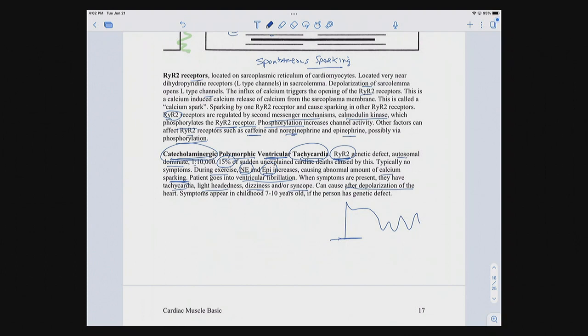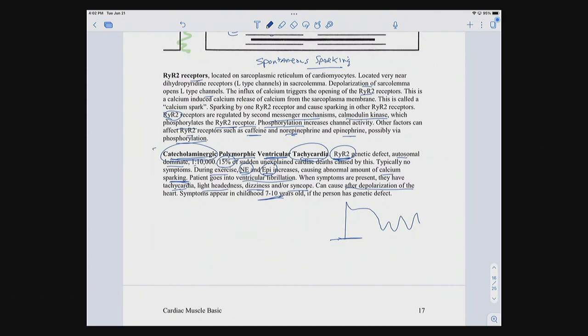When you have this type of after depolarizations with this particular genetic defect, if you have symptoms, they're typically going to appear in a child between 6, 7, 8, 9 years old, somewhere along in there. And again, that's when these problems can arise.